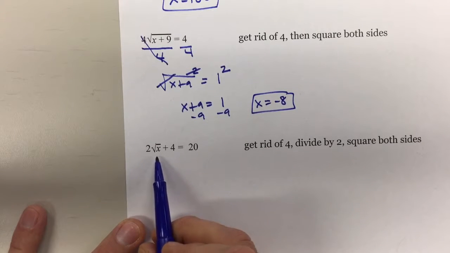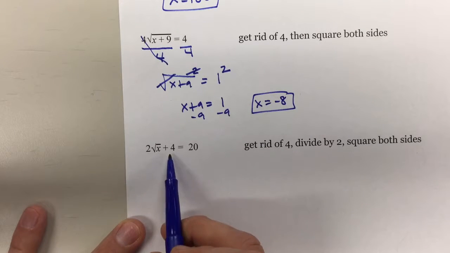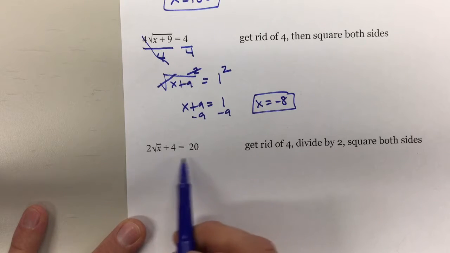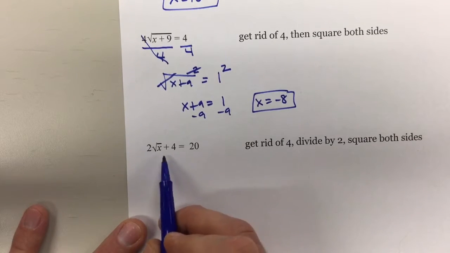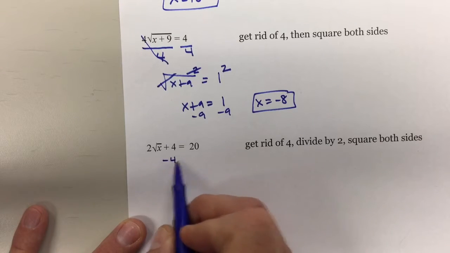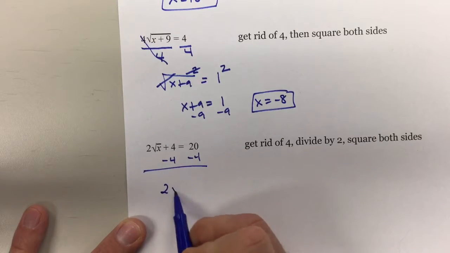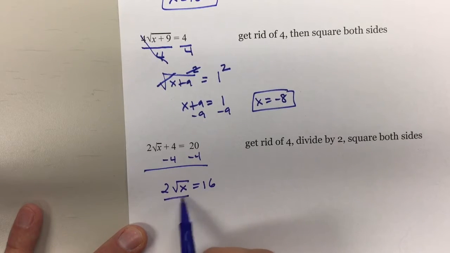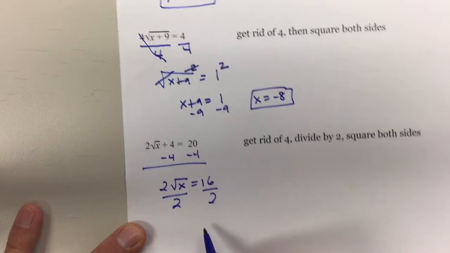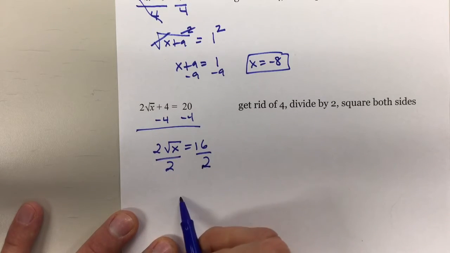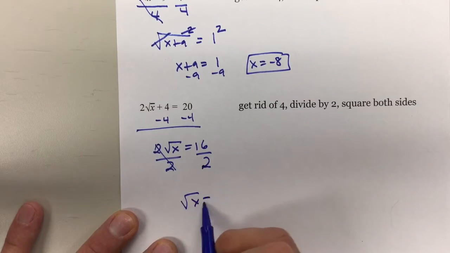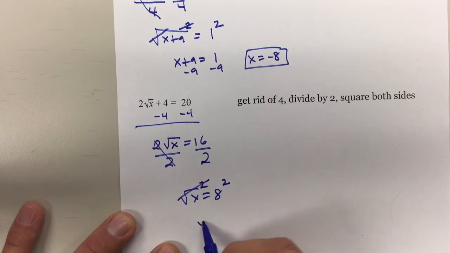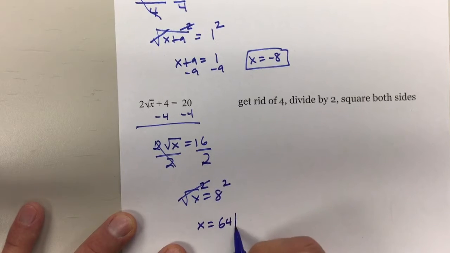And here I actually have the square root of x being multiplied by 2 and adding 4 to it. So I'm going to solve this using some of our old rules. First thing we get rid of is the plus 4 by subtracting 4 from both sides. So I get 2 square root of x equals 16. Now I can get rid of the multiplying by 2 by dividing by 2. That cancels. I get the square root of x is 8. And then I'm going to square both sides, get rid of that. 8 times 8 is 64.